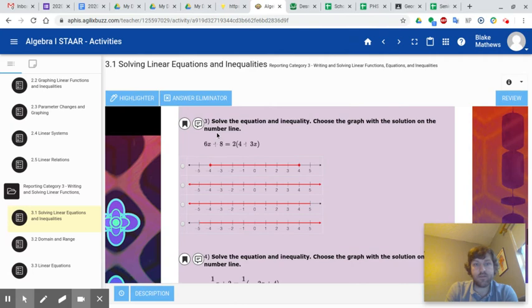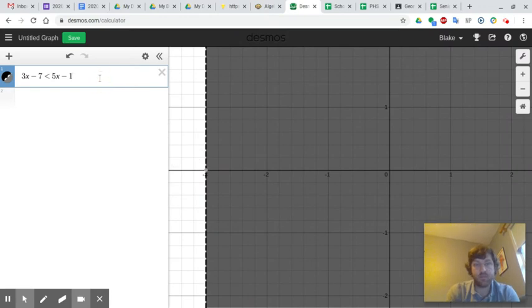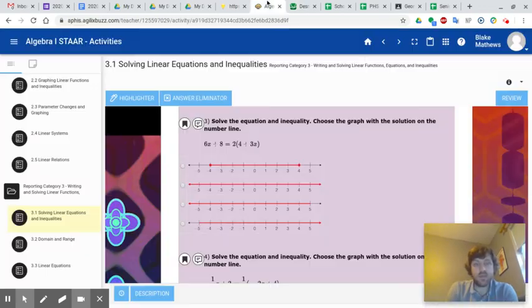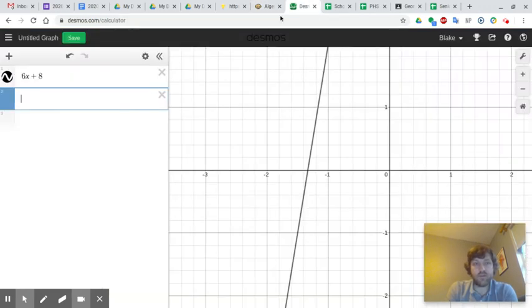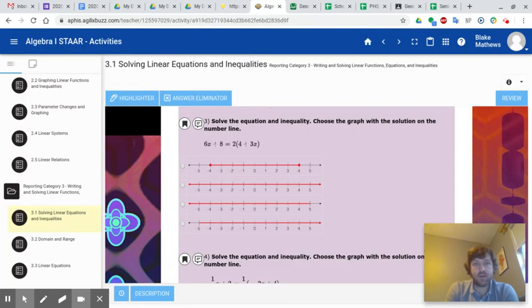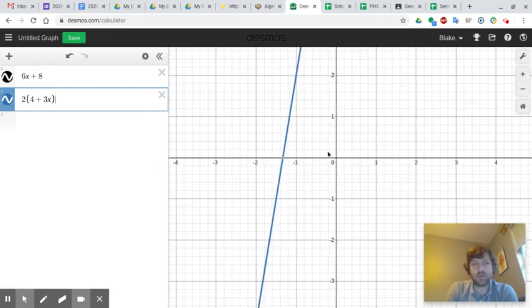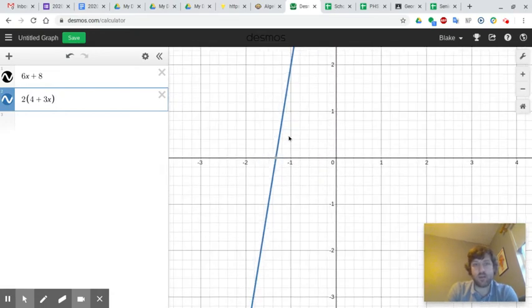So now we go down to these next ones. Again, these are equal, so let's type them in separate lines. 6x plus 8, and 2 parentheses 4 plus 3x. Make sure I got that right. Yep. All right. So, well, wait a second. There's not 2 lines. Where is my other line?